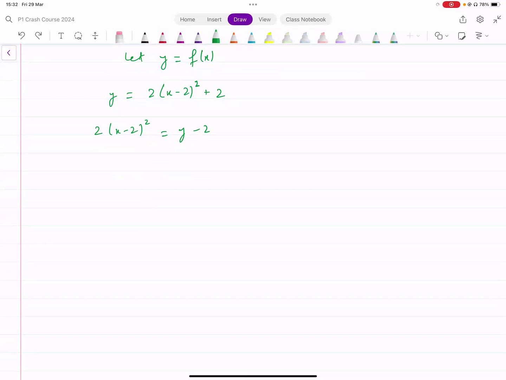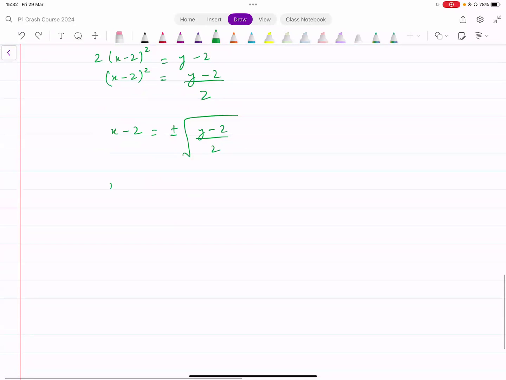Now, let's divide 2 on the other side. That will give us x minus 2 whole squared equals y minus 2 over 2. Now we take square root. But remember, whenever we take square root, we have to put plus minus. So plus minus square root of y minus 2 over 2. Now this 2 goes to the other side and gives us x equal to 2 plus minus square root of y minus 2 divided by 2.